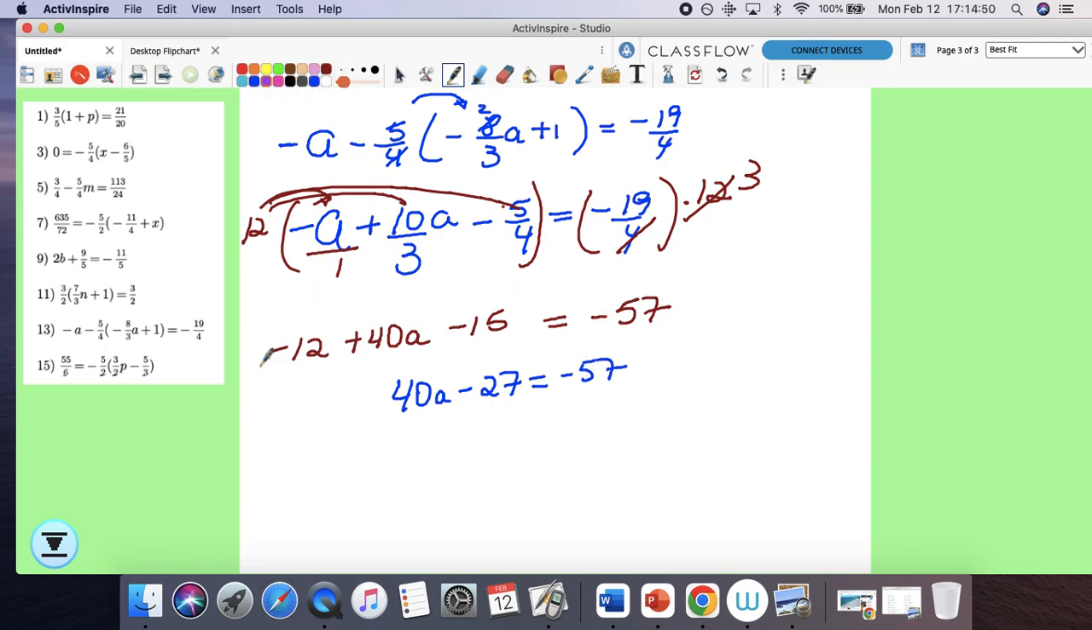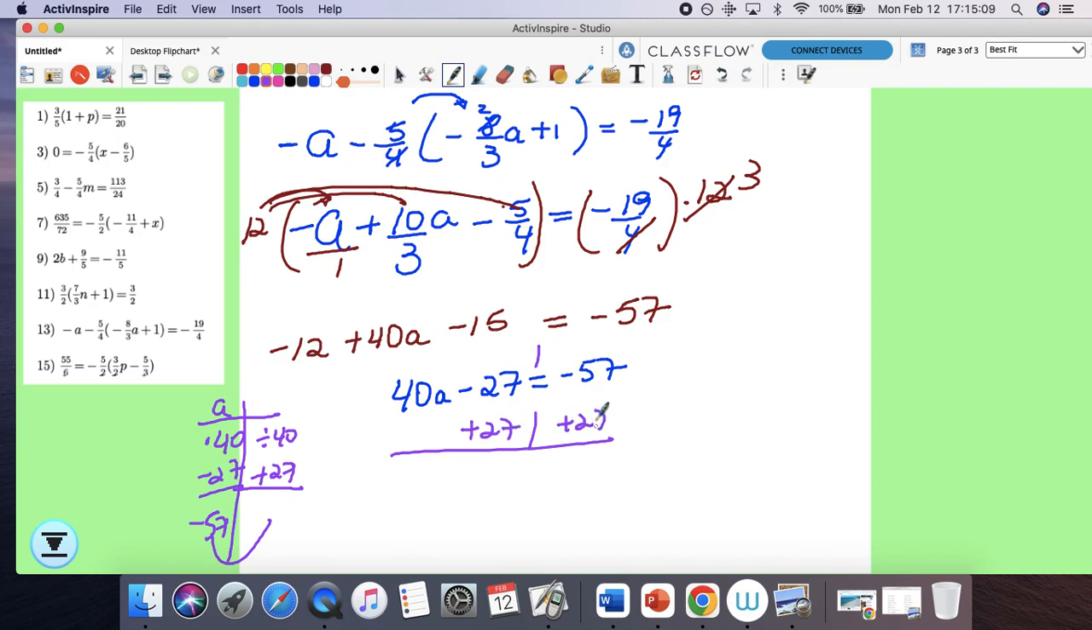You can, at this point, do a story. Here's my variable a. It's being multiplied by 40, subtract 27, and then equals negative 57. The two inverse operations I'm going to use are add 27 to both sides and then divide both sides by 40. Plus 27, plus 27, I get 40a. Negative 57 plus 27 is negative 30. Divide by 40, divide by 40. A equals negative 3 over 4. Right? Simplify.